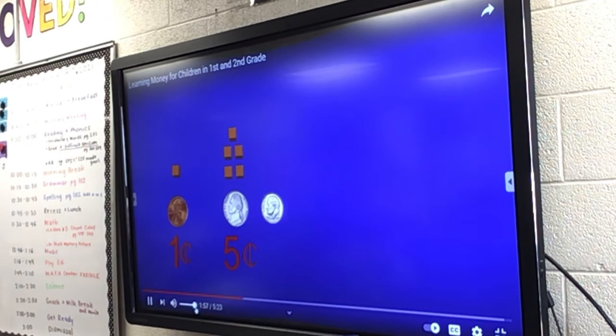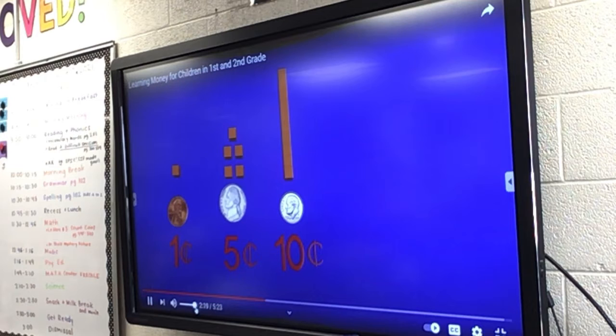Our next coin is smaller than the nickel and the penny. But just as we learned with the ring and the rock, the size is not important. This coin is called a dime. A dime is worth 10 cents. We can see this with one of our tens blocks. This tens block has 10 blocks in it, so it represents the dime. So the penny is worth 1 cent, the nickel is worth 5 cents, and the dime is worth 10 cents.